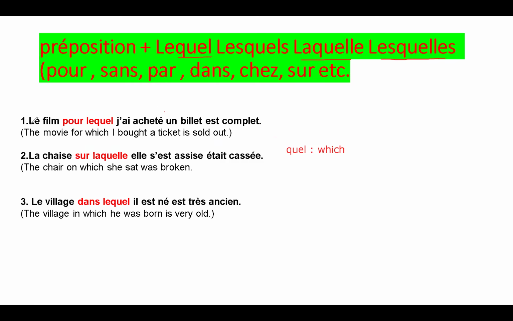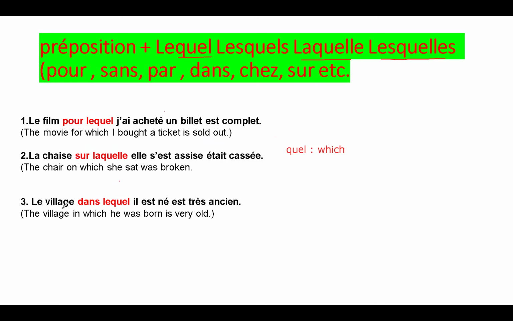Now here the sentence is le film pour lequel j'ai acheté un billet est complet. The movie for which I bought a ticket is sold out. Here, pour lequel, we use lequel, masculine singular, because we are talking about the film, and that is masculine. Now the second sentence is la chaise sur laquelle elle s'est assise était cassée. So the chair on which she sat was broken. Here we are talking about the chair which is feminine, so we use laquelle.